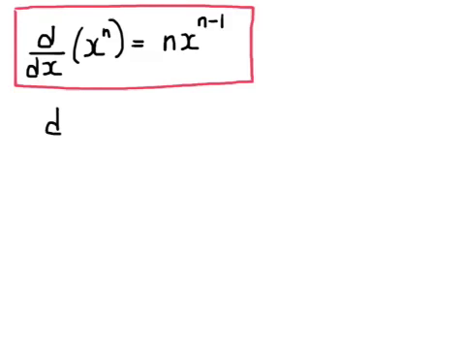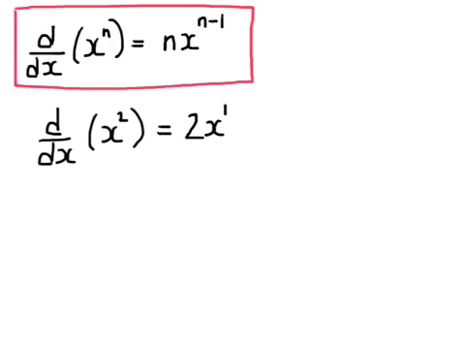If we start with differentiate with respect to x, x squared. Now, the power of x here is 2. This goes in front of the x and we reduce that power by 1. So that will give us 2 times x to the power of 2 minus 1, which is 1. Now x to the power of 1 is the same as x, so that leaves us with 2x.